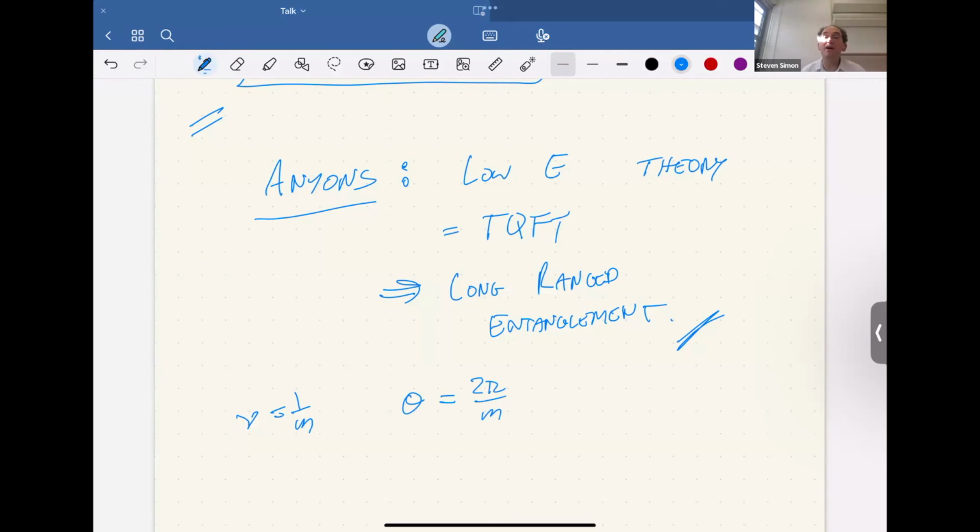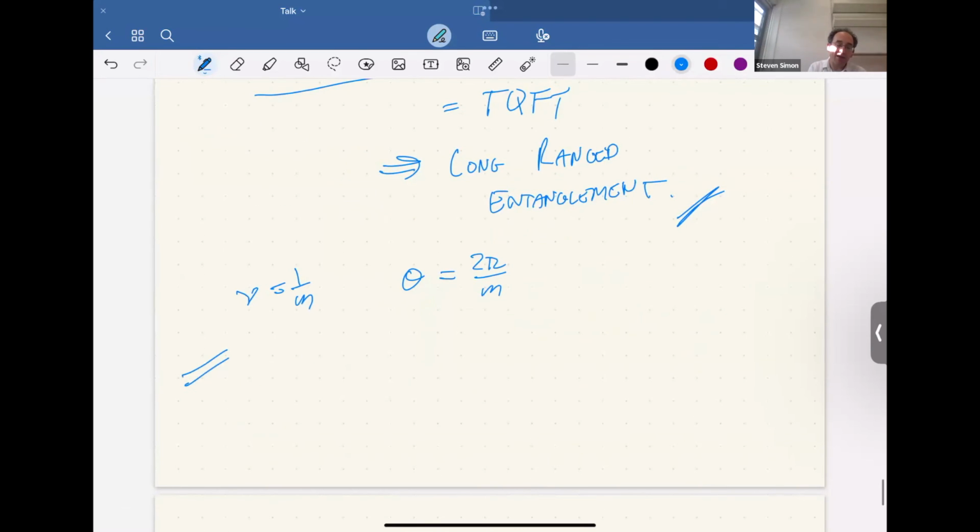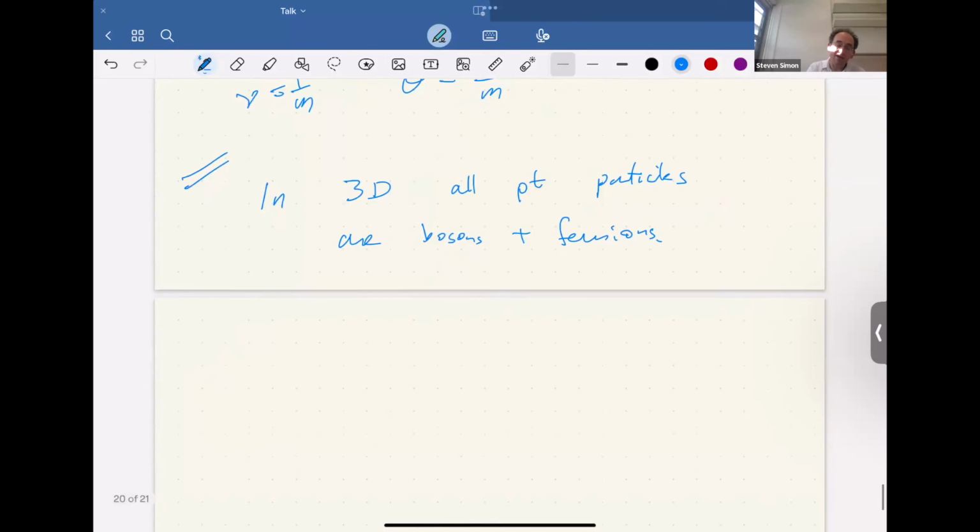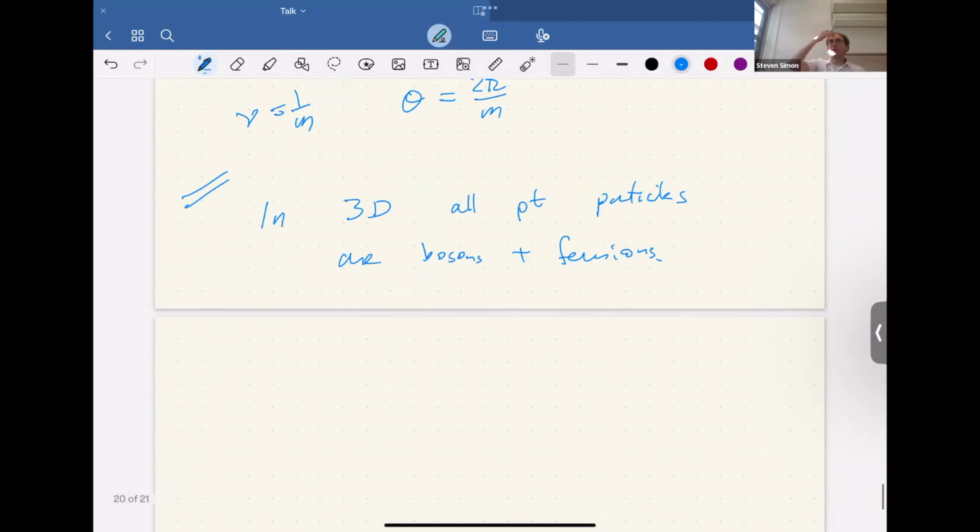There's another question on the chat which says, can this be seen in 3 dimensions? In 3D, all point particles are bosons and fermions. So there are no anyons in 3D. But let me try answering that question in a couple of ways.